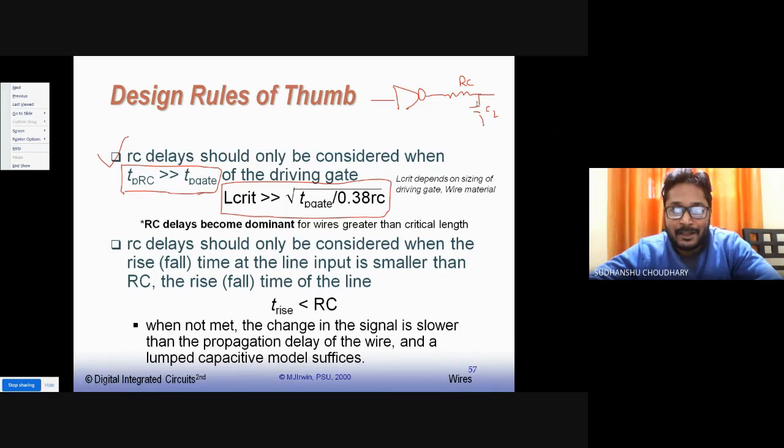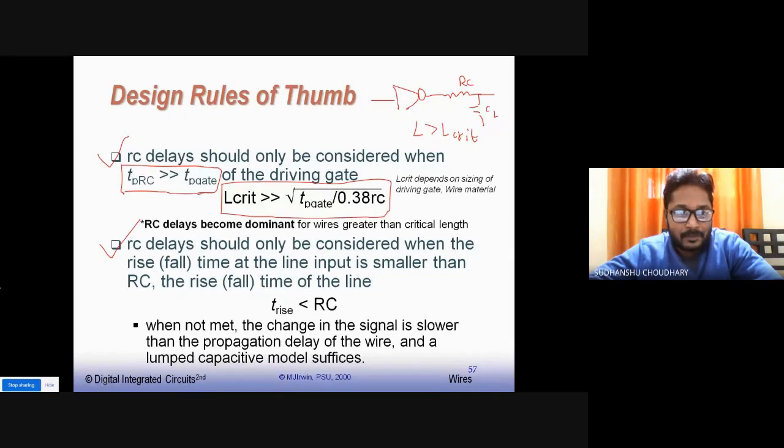Now the other condition for critical length of the wire: if the length is much greater than this number, then you will bring the resistances into picture again, because RC delay, or wire delay, will become dominant. It becomes greater than the propagation delay of the gate when L is greater than the critical length. So when L is greater than L critical, the RC delay of the wire will be greater than the gate delay, and in that case you will consider resistance also.